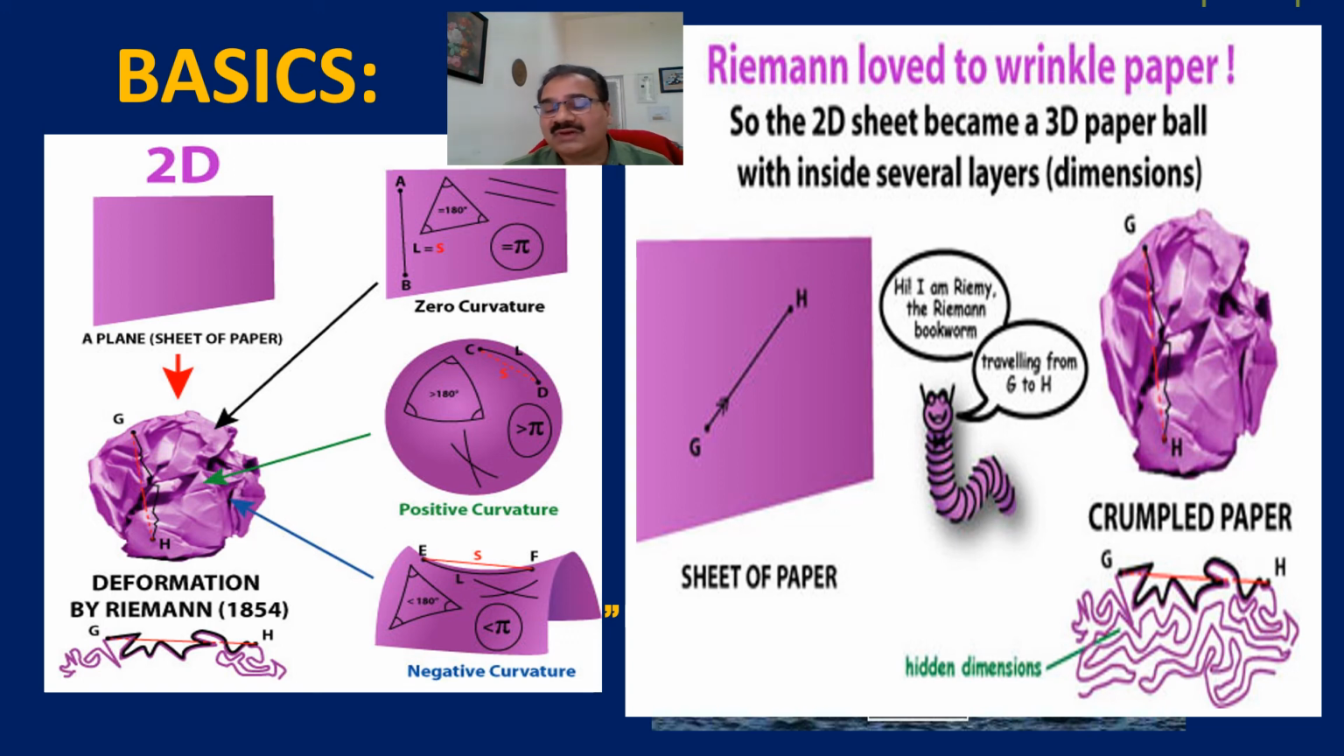But Riemann was always passionate about deformation. Deformation means a crumpled paper, if you crumple the paper. Here it is very clear: Riemann loved to wrinkle paper. So the 2D sheet becomes a 3D paper ball with several layers inside, several dimensions. This is a sheet of paper, and this is the wrinkled paper, a beautiful example. In Riemann's book you can look at which types of figures you can frame by wrinkling the paper, within different dimensions. Whenever you do this, that dimension is the hidden dimension, and we need to discuss this. Thank you very much. Stay safe. Thank you.